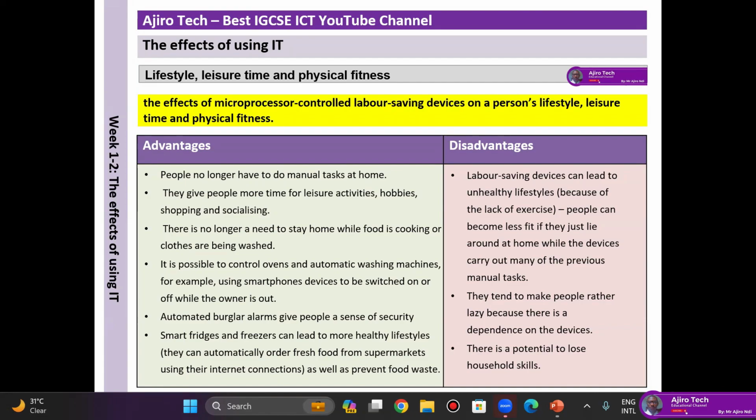The next thing we want to talk about is the general advantages and disadvantages of microprocessor controlled devices. So let's look at that.